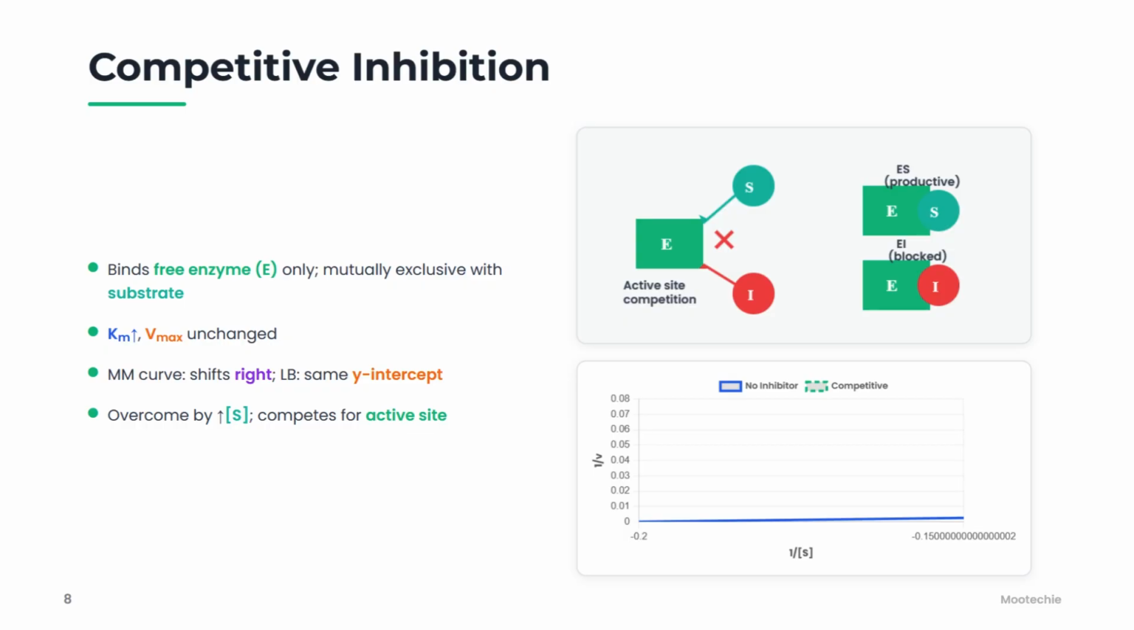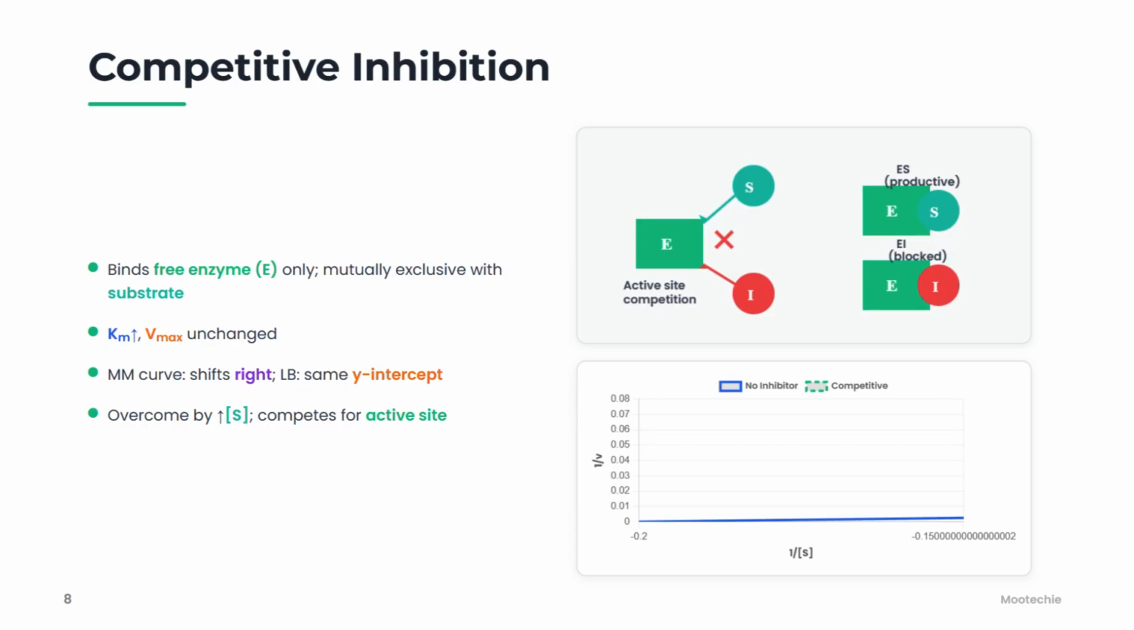The slide includes a diagram showing active site competition between a substrate S and an inhibitor I. It shows a free enzyme, an enzyme substrate complex that is productive, and an enzyme inhibitor complex that is blocked. A graph compares the Michaelis-Menten curves for no inhibitor and with a competitive inhibitor, showing the latter curve shifted rightward.